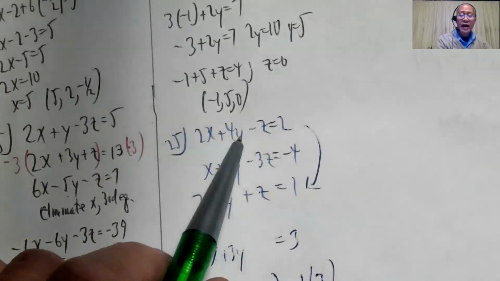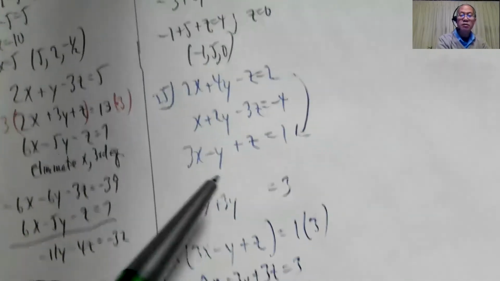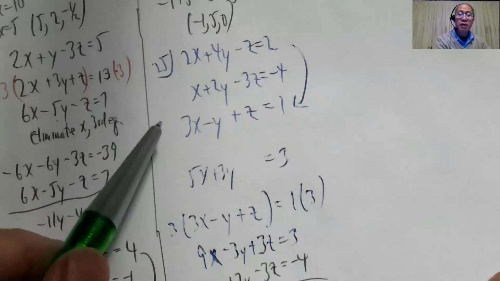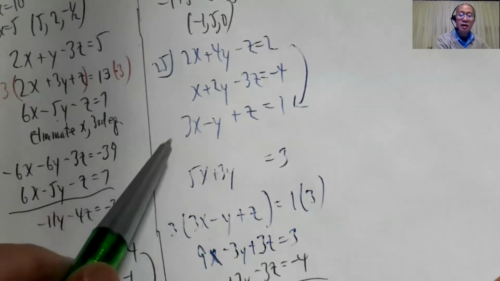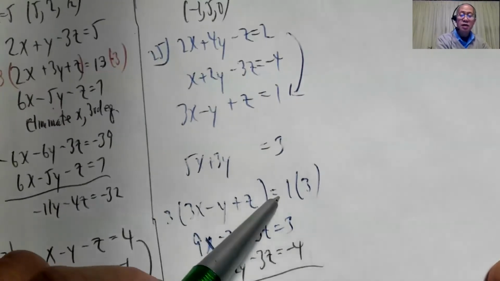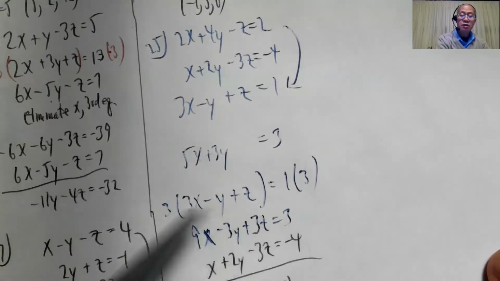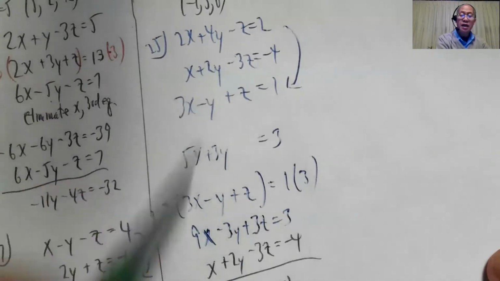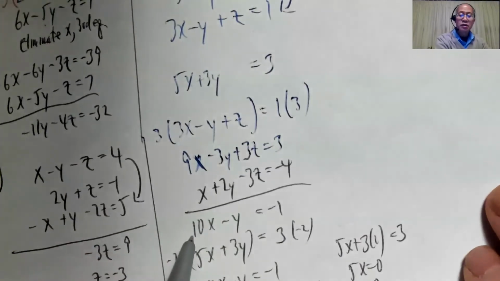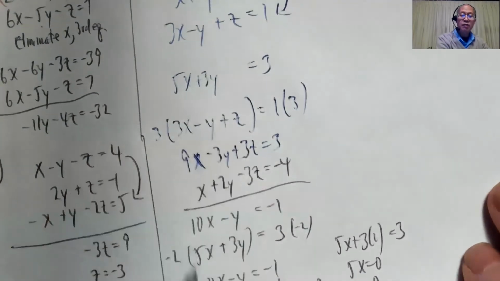25. If I add the first and third equation, z drops out. 5x plus 3y equals 3. Then I multiplied the bottom equation by 3. 3 times 3x minus y plus z equals 1. Multiplied by 3, 9x minus 3y plus 3z equals 3. And I combine it with the second equation. If I add them up, I get another equation that doesn't have a z. So 10x minus y equals negative 1. And I have this second equation, 5x plus 3y equals 3.